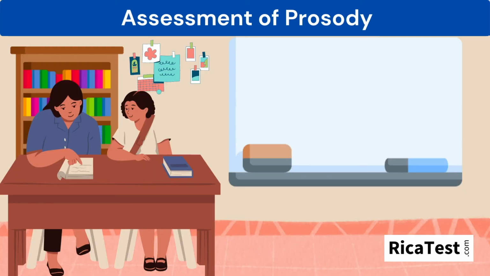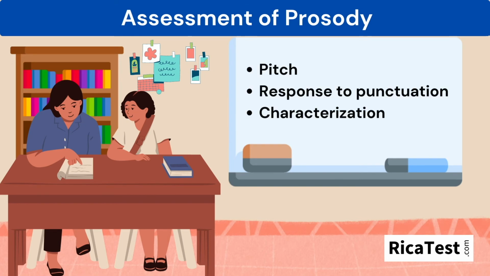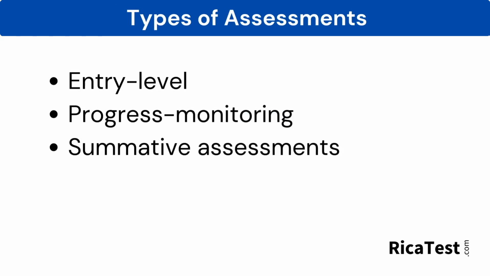Next, let's learn how to assess a student's prosody. The difficulty here is that prosody, which is expression, is a subjective matter. For this reason, an assessment of prosody is done informally. And here's how it's done. The teacher listens as the student reads aloud. The teacher is listening for pitch, response to punctuation, and characterization, meaning reading the story with dialogue if there is some, for example.